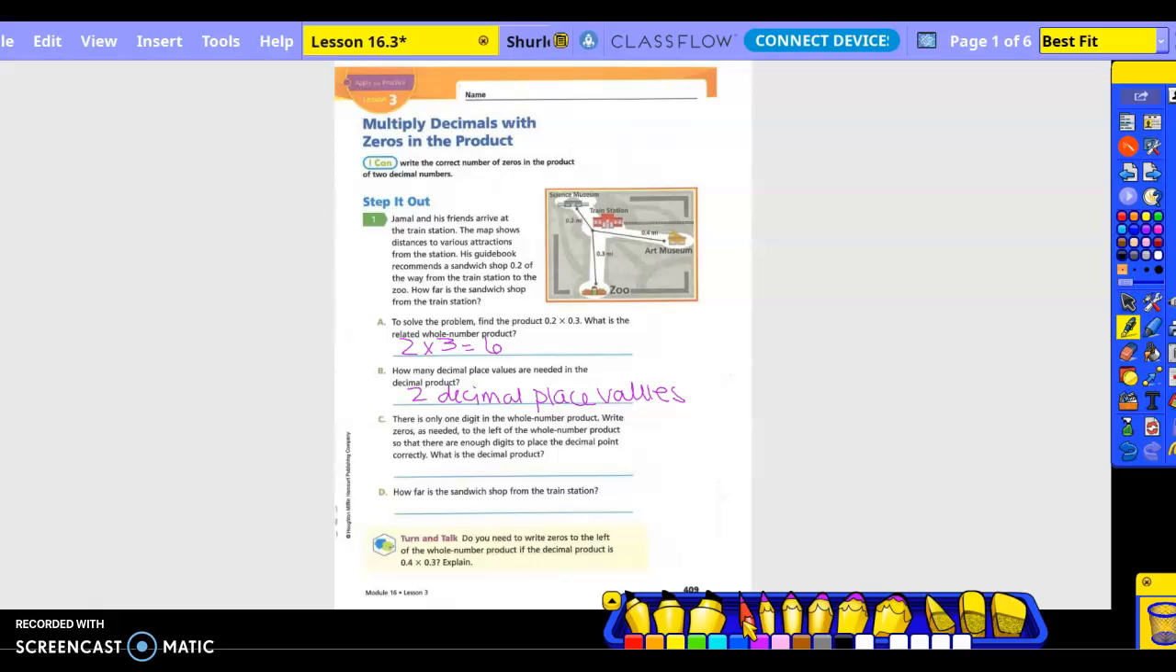Okay, there's only one digit in the whole number product. Write zeros as needed to the left of the whole number product so that there are enough digits to place the decimal point correctly. What is the decimal product? So we had 6. We said we needed how many decimal places? 2. So we're going to loop over 1, 2 places, and then since we don't have anything there, we put a 0 to hold our spot. So our answer is 0.06, right? So how far is the sandwich shop from the train station? 0.06 of a mile.